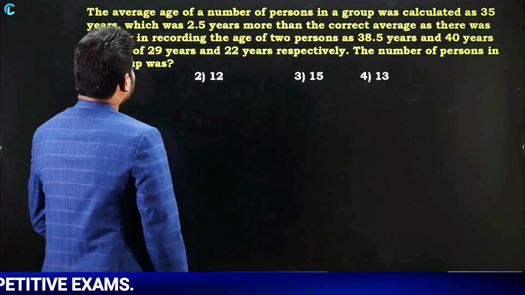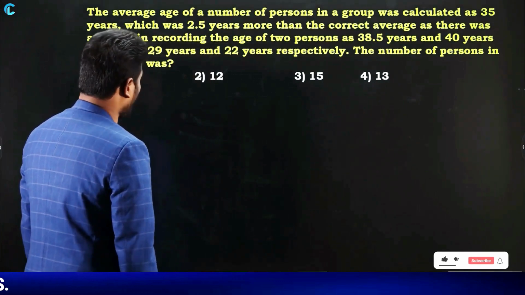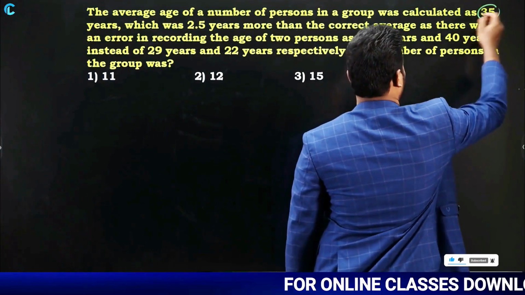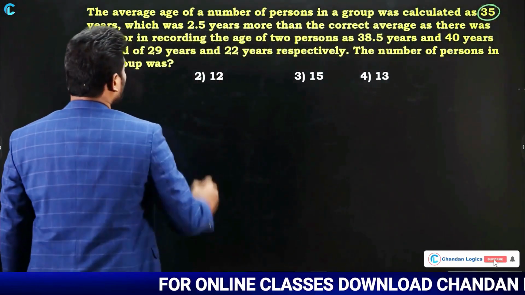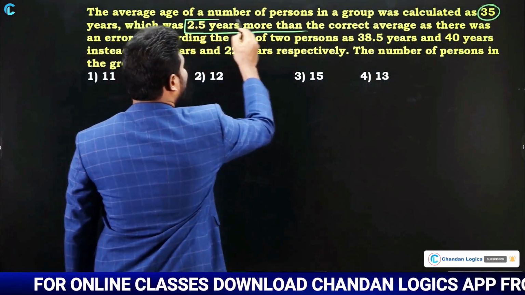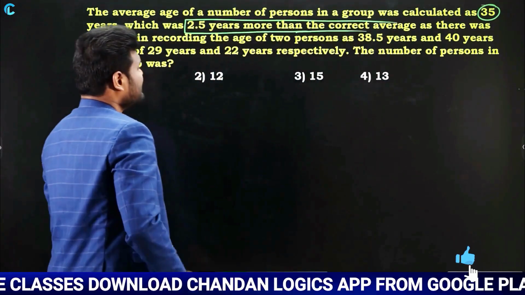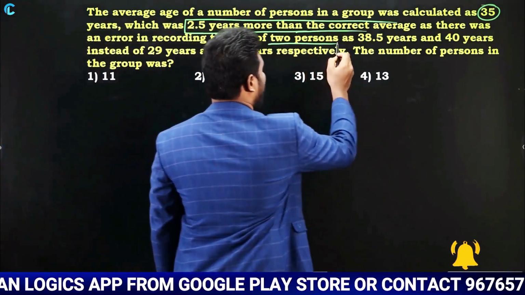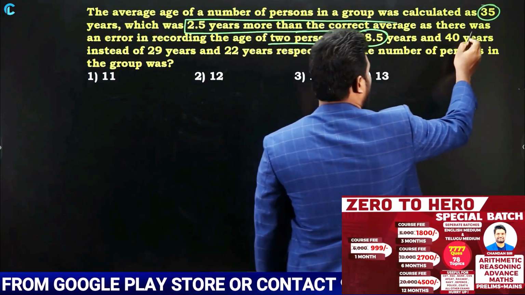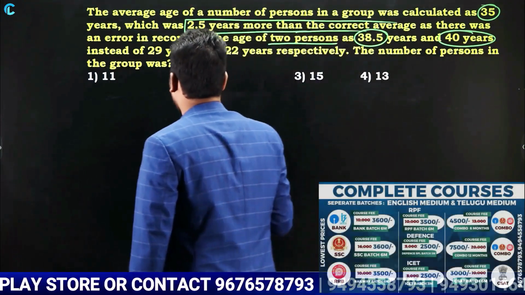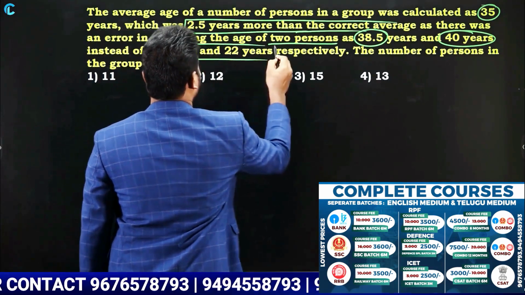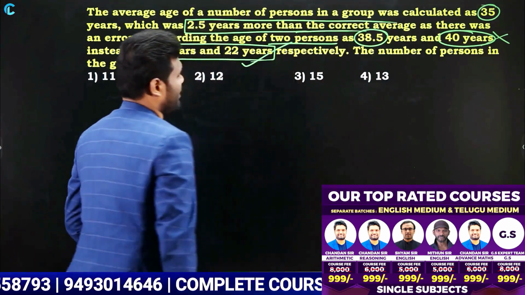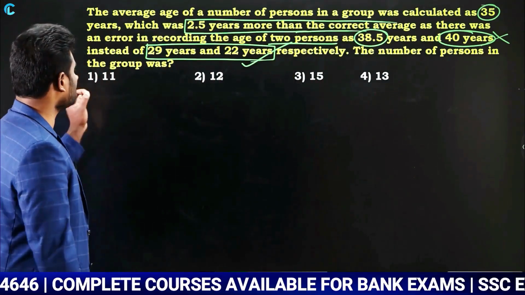So what is the next question? The average age of a number of persons in a group was calculated as 35 years, which was 2.5 years more than the correct average, as there was an error in recording the age of 2 persons as 38.5 and 40 years instead of 29 years and 22 years. So these are the wrong values and these are the correct values. Now your question is, the number of persons in the group was.